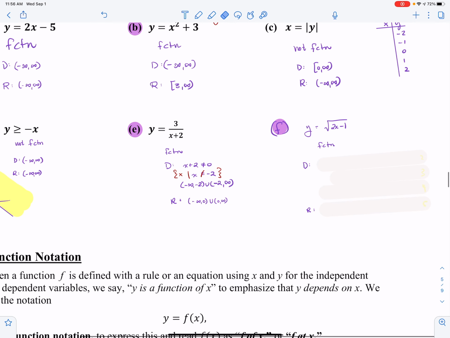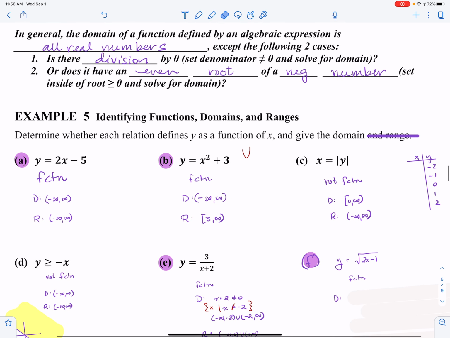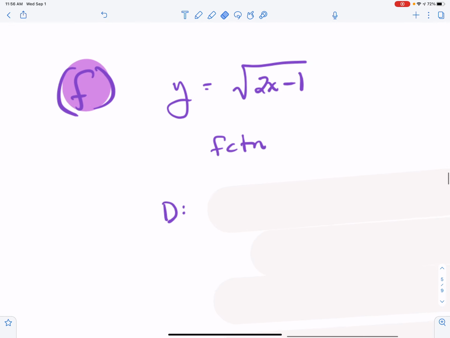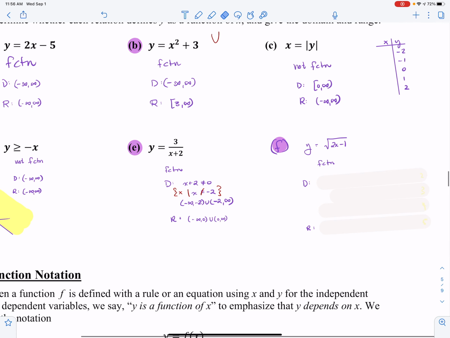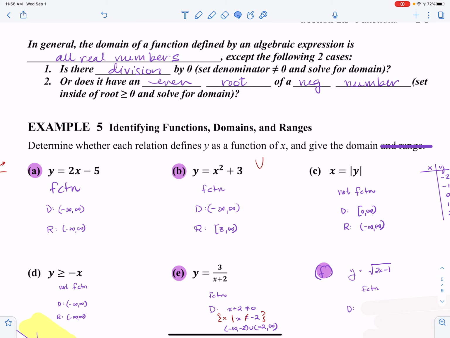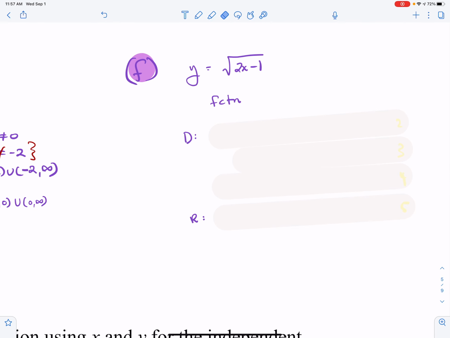Now, let's go to case 2 and let's remind ourselves of what it said. Do we have an even root that has a negative number inside of it? Well, it's definitely possible that my x value might make me have a negative number inside the root. So let's look at what it tells me to do. If that's the case, take the inside of the root, make it greater than or equal to 0, and then solve. All right, so let's take the inside of the root, which is 2x minus 1, make it greater than or equal to 0. This is an inequality. We know how to solve inequalities. So we're going to add 1 and divide by 2. So that'll be x has to be greater than or equal to 1/2.